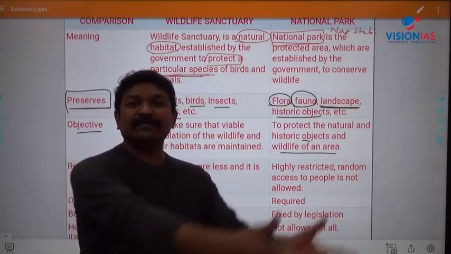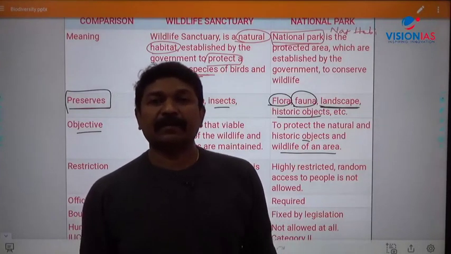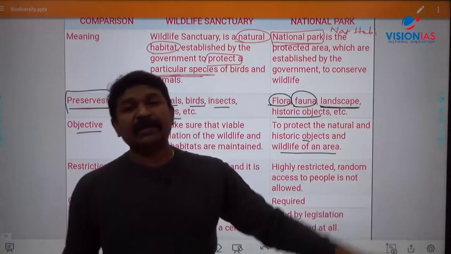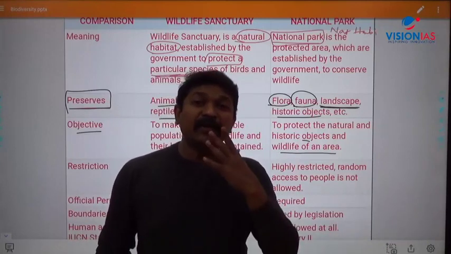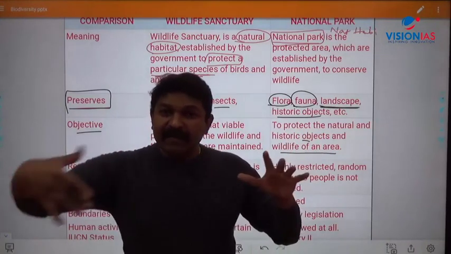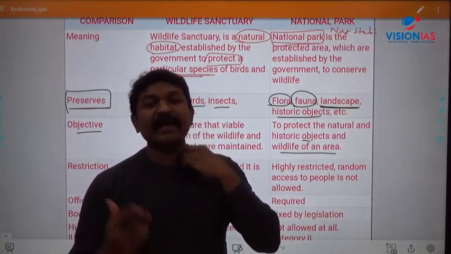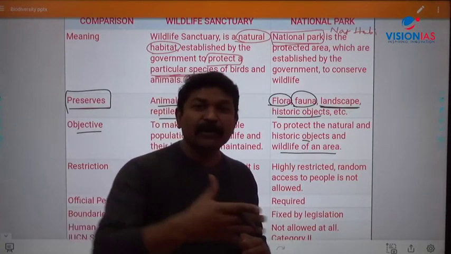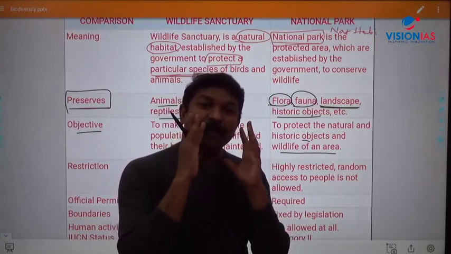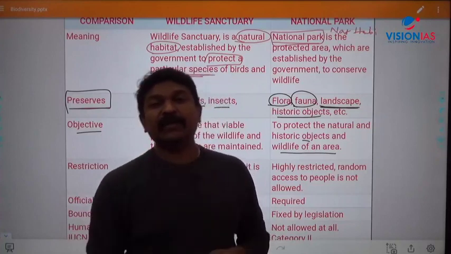If there is a river in the national park, yes, the river is also protected. There is no question of pollution. There is no question of allowing anyone to take a bath there in the river or even to consume the water. Absolutely not. Can you give any examples of a river which is flowing through a national park? This type of understanding, this type of interpretation, this type of analysis is very, very important for you.